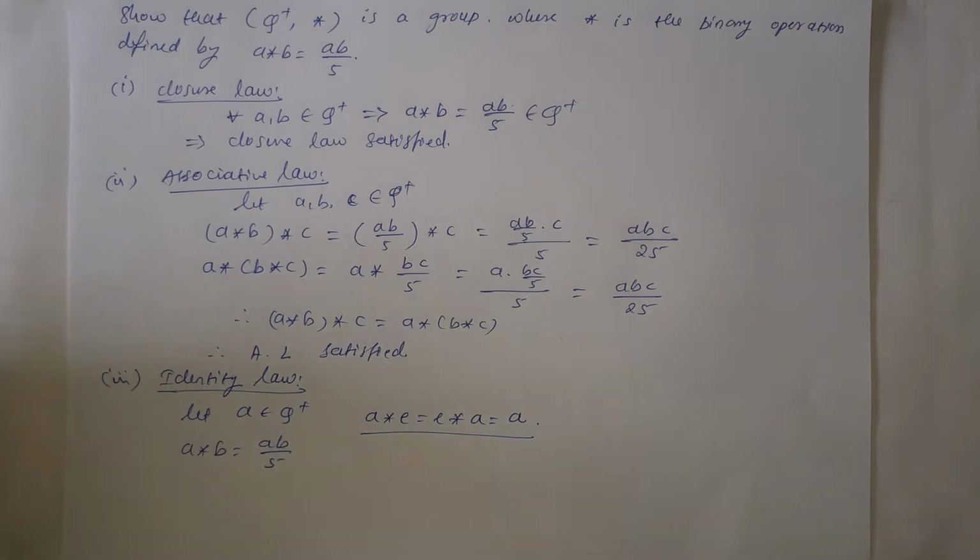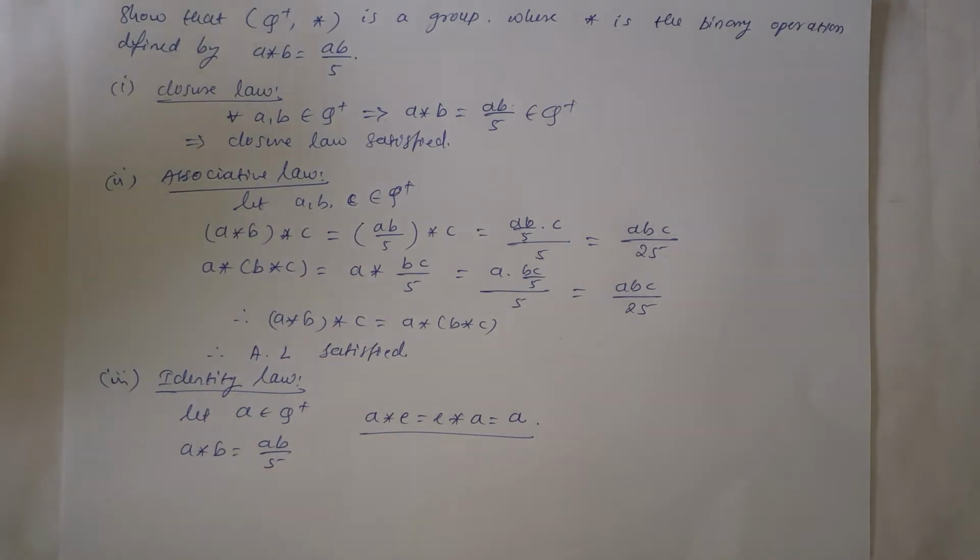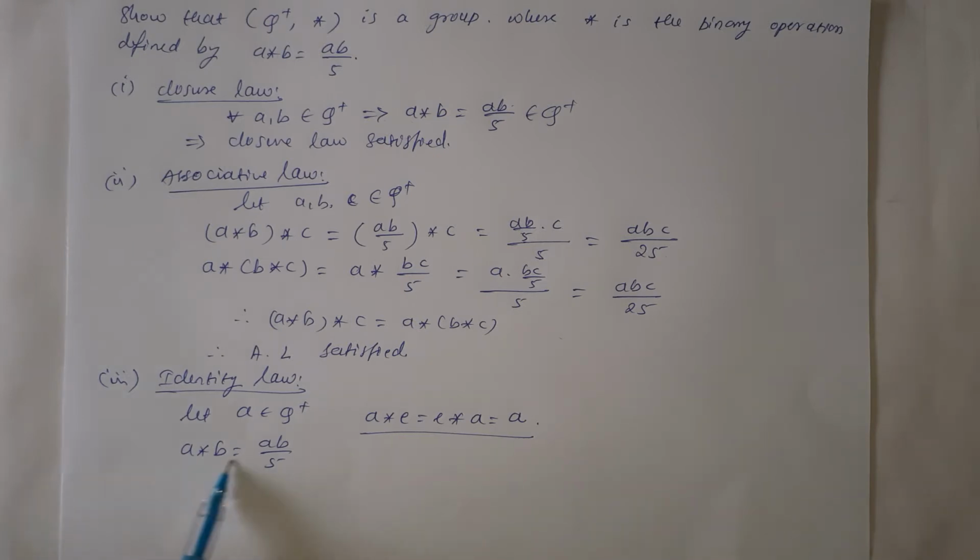If the binary operation is addition, then the identity element is equal to 0, and if the binary operation is multiplication, then the identity element will be equal to 1. But here those two operations are not given. Here A star B is equal to AB divided by 5. Then we need to find the identity element which will be satisfying this binary operation, that is A star B is equal to AB divided by 5.